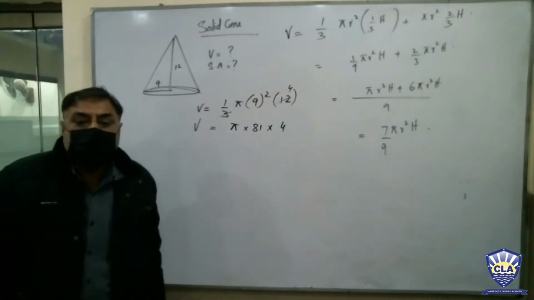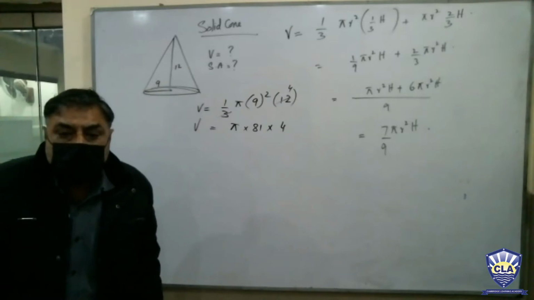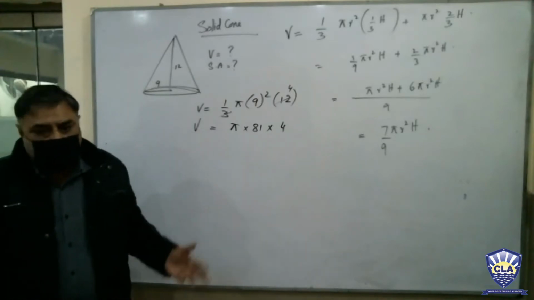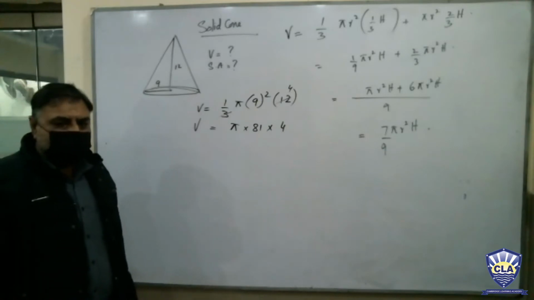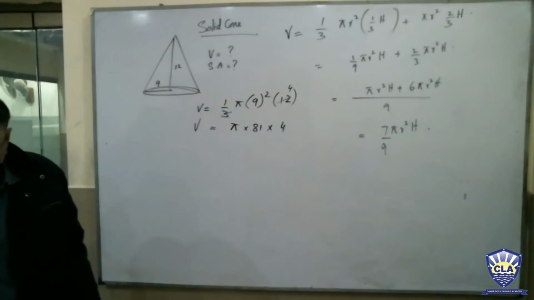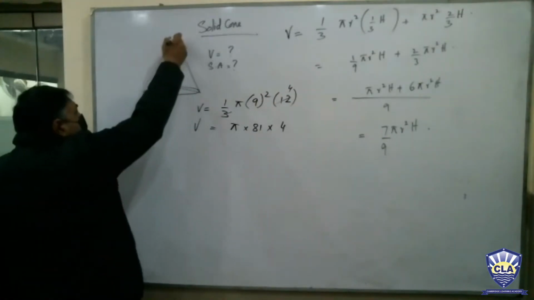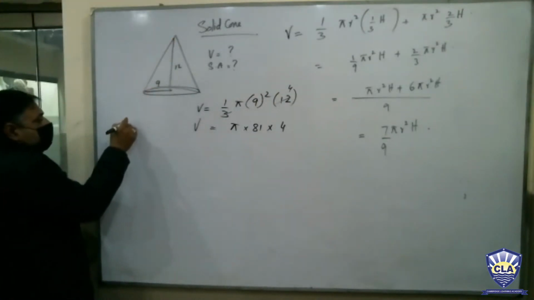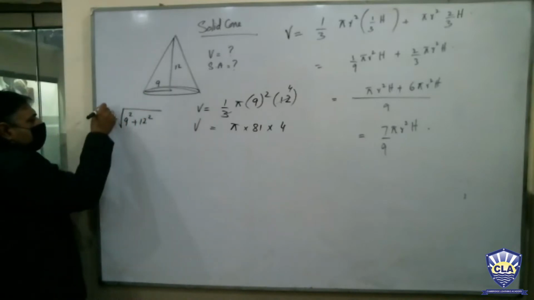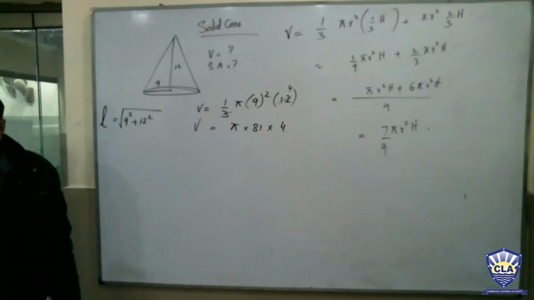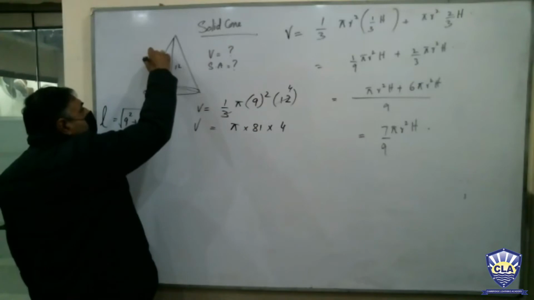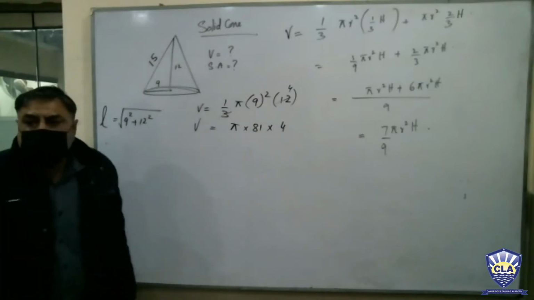Now the surface area of the cone needs L. Excellent. Where is L? Use the Pythagoras theorem: under root of 9 squared plus 12 squared equals the slant height, which is 15. Excellent, 15 is the slant height.